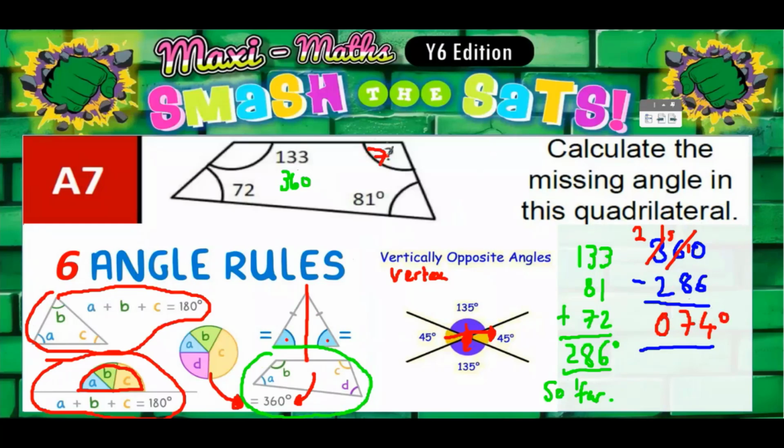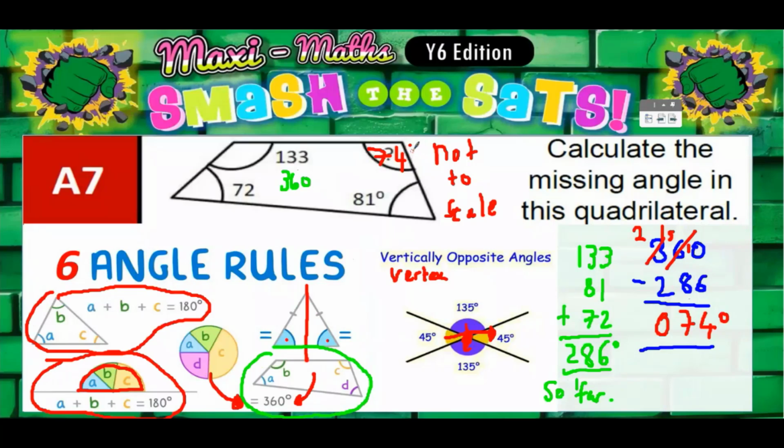So this angle here must be 74 degrees. Now, this is where you can tell that it's not drawn to scale, because this angle, the way it's been drawn up here, looks like it's obtuse. It looks bigger than 90, and yet the answer we've got is 74, which is less than 90. That's why it's not drawn to scale.